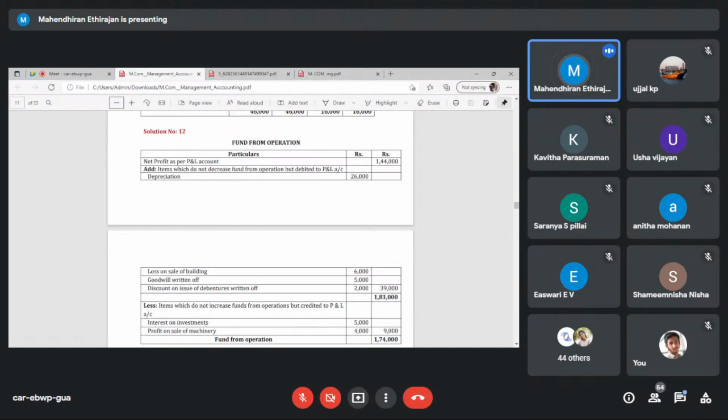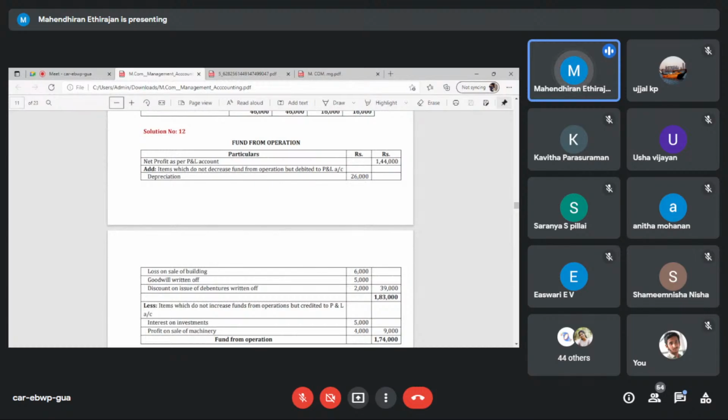Okay, but you can write it. Add non-trading expenses. Non-trading depreciation is a non-trading expense, it's not like a goods and service. Loss on sale of building is non-trading. Goodwill write-off, discount on issue of debenture and other things. So only these four items will be there.